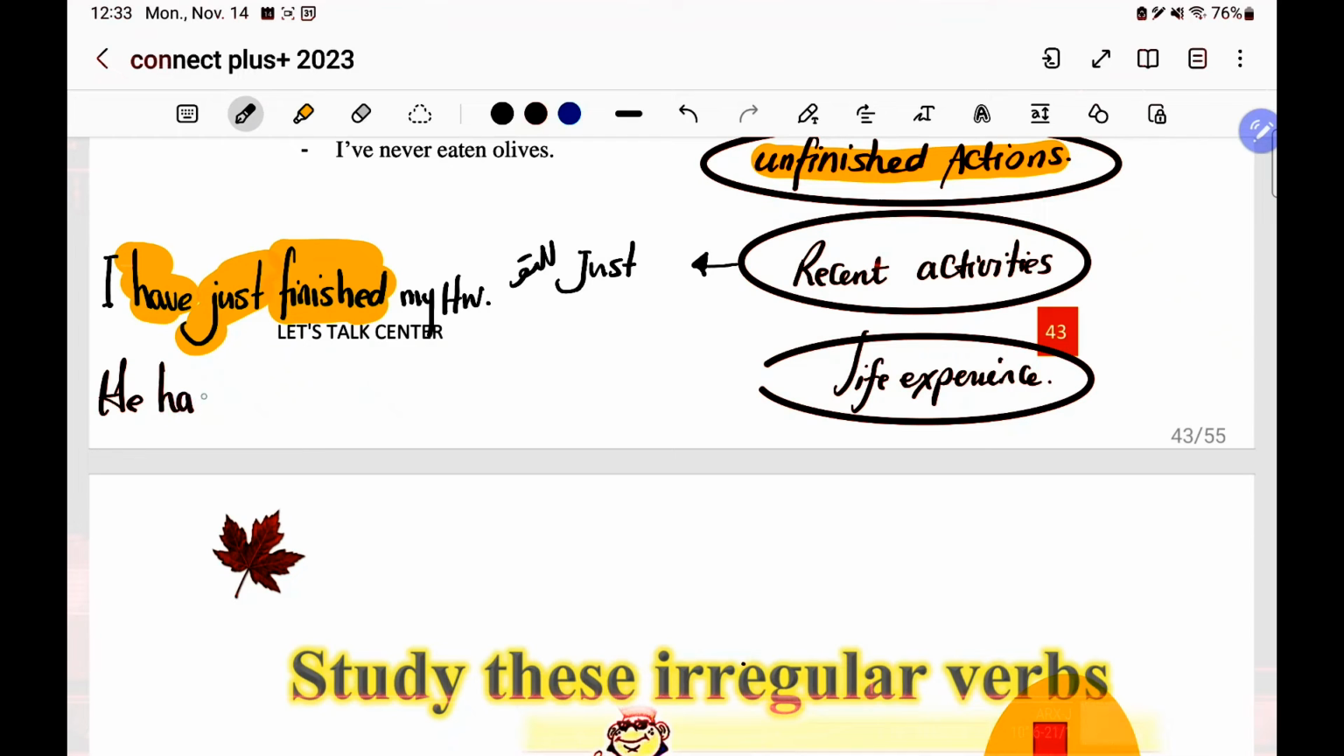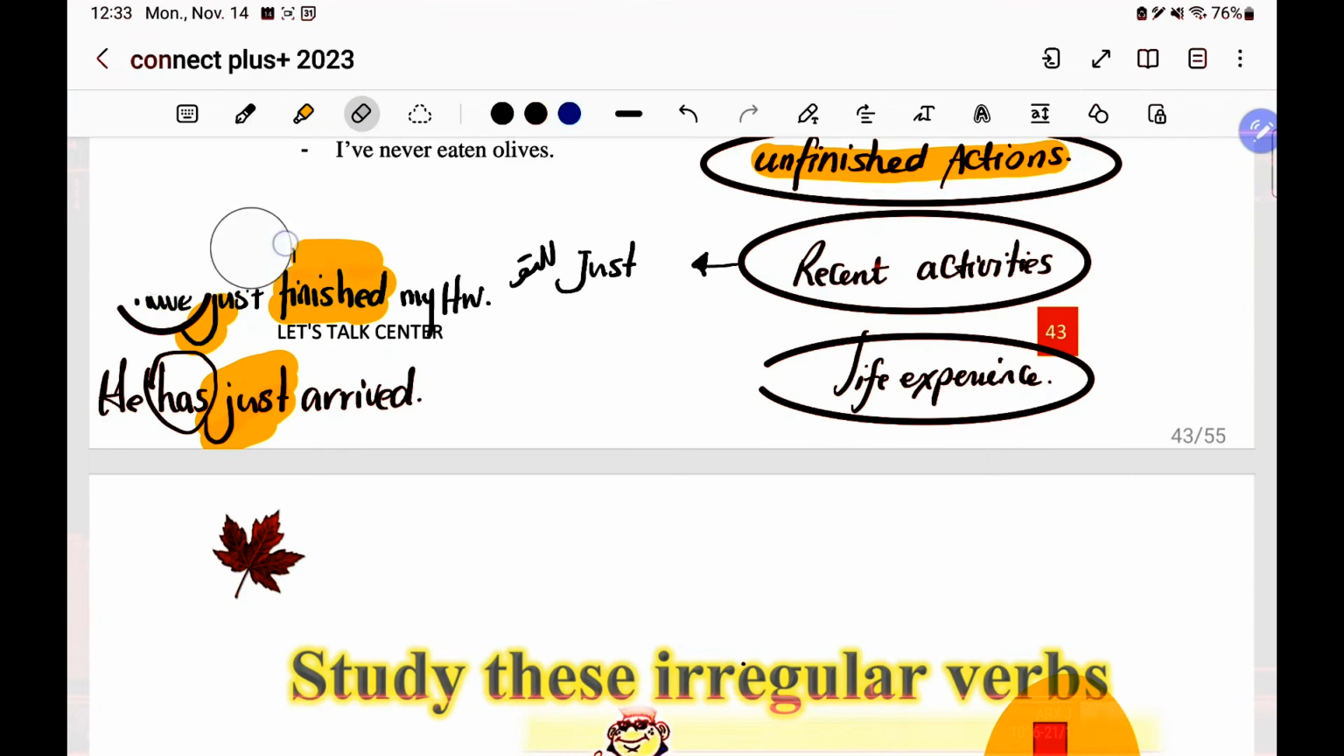have or has? Excellent. He has just arrived. He has just arrived. Look at the location of the word just. It comes right after have or has. Okay? Perfect. So this is it for the recent activities.